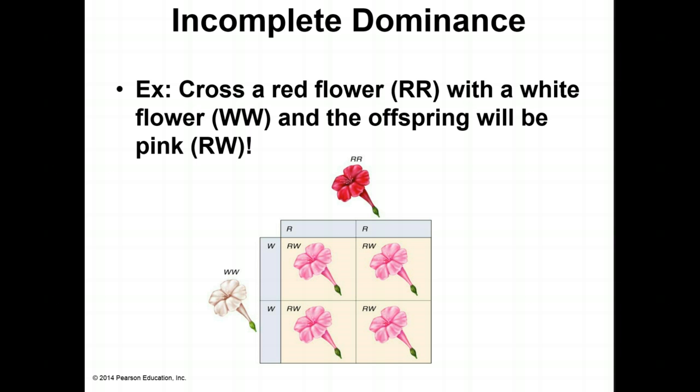Note that in the case of incomplete dominance, the way we write the genotypes is a little bit different from the way that we write them under normal dominant recessive rules. Under incomplete dominance, sometimes we use two different letters to represent the different versions of the alleles. In this example, R represented the red allele and W represented the white allele. And then if an individual inherited a red and a white allele, their phenotype would be pink.